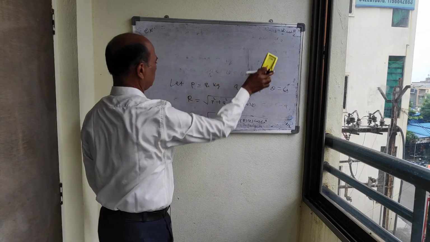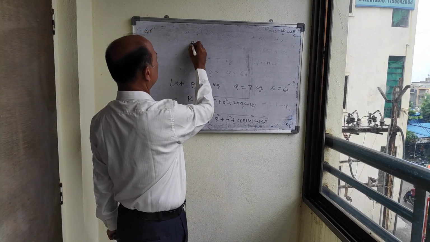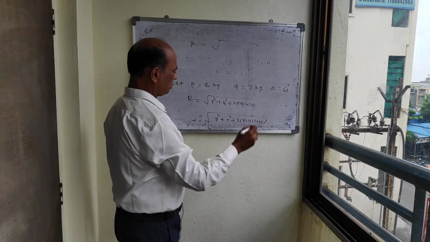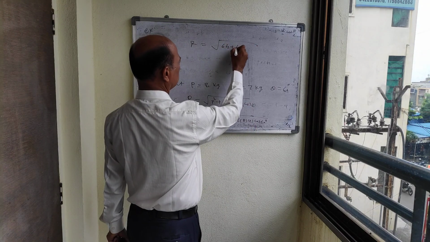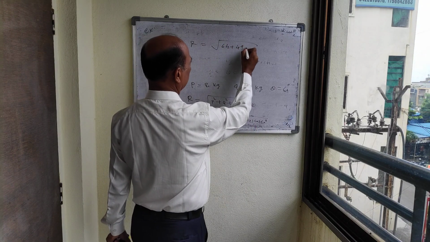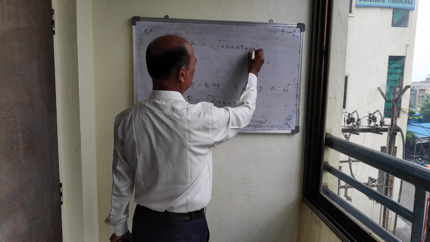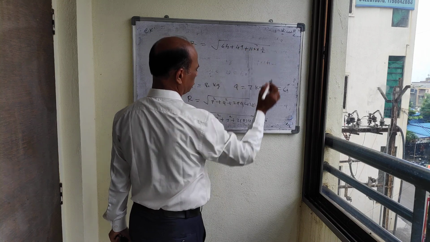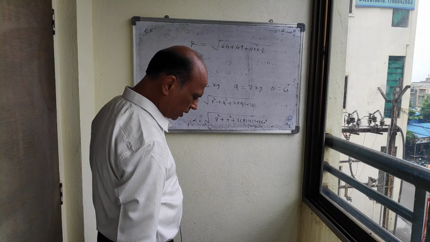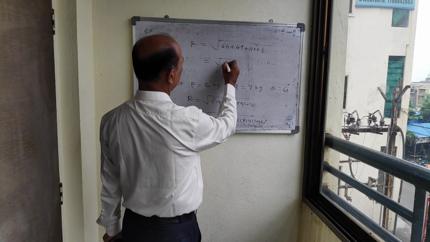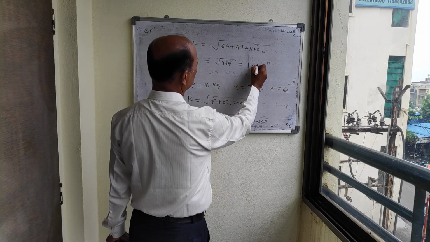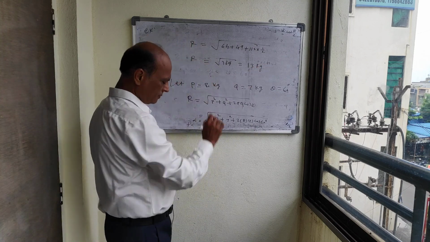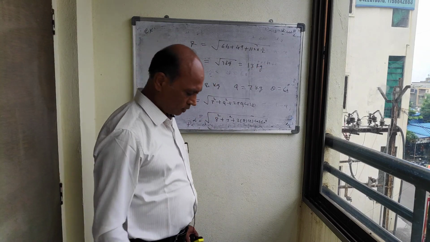So easily you can calculate this. R is equal to under root of 64 plus 49 plus 112 into the value of cos 60, which is half. After simplification you will get root 169, and that is equal to 13 kg. So this is the resultant of these two forces.